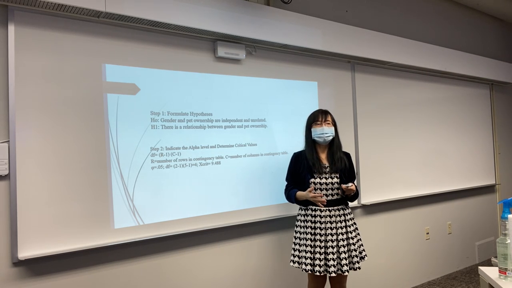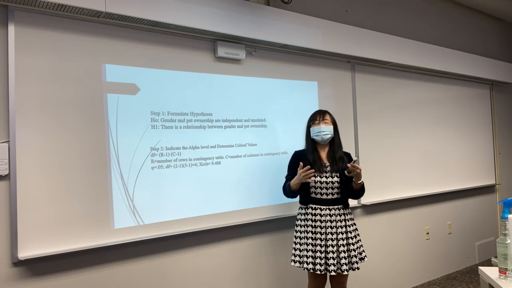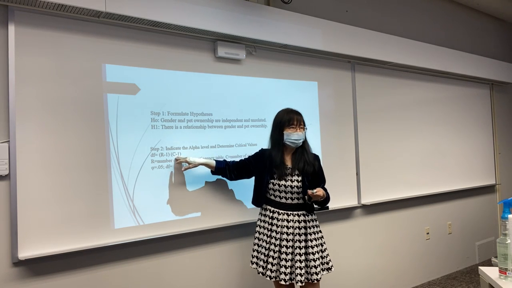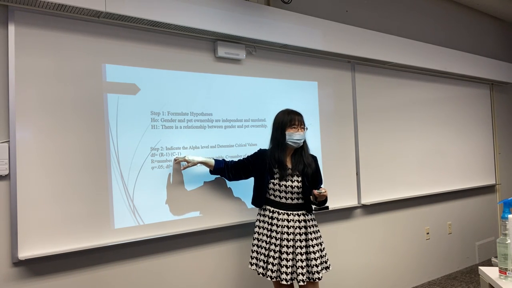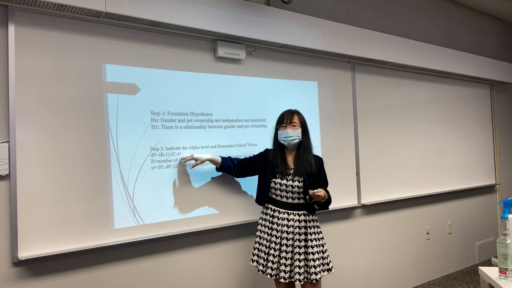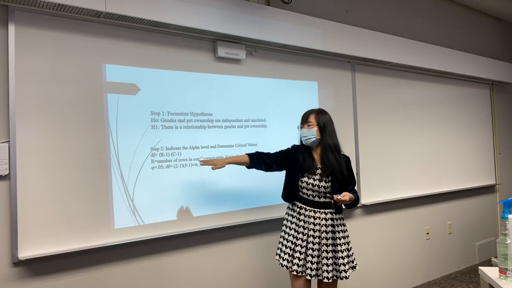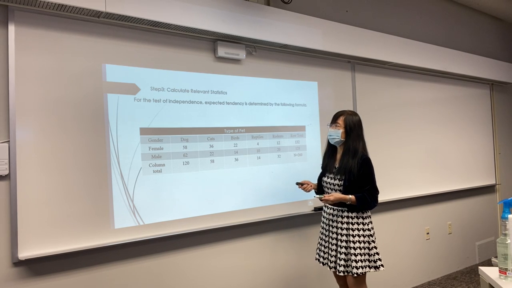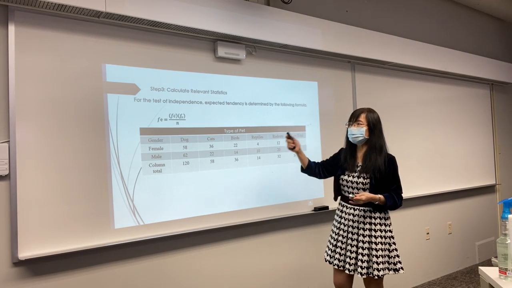What's different? Goodness of fit, you only have a group, you only have a column, you don't have a row, right? And then independence, you have a row. That's why they are different, okay? So now, you have to do this one.